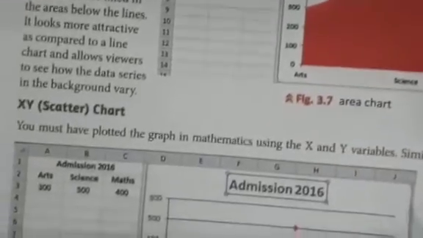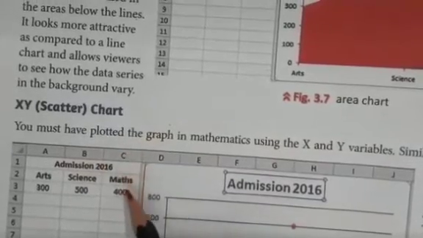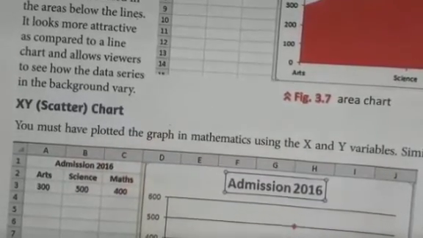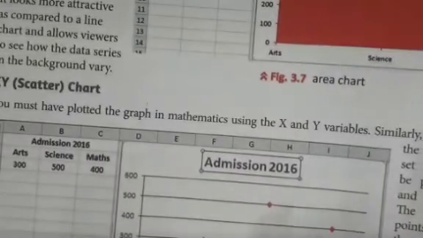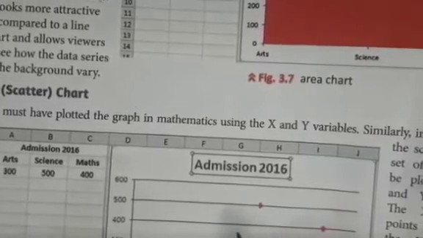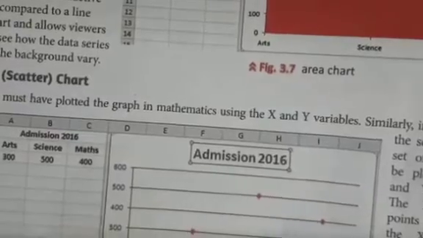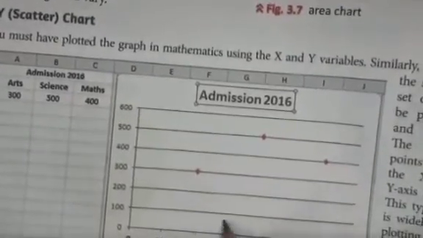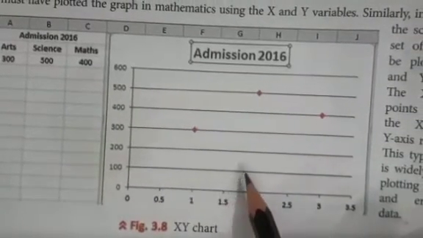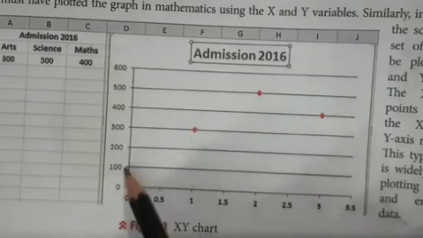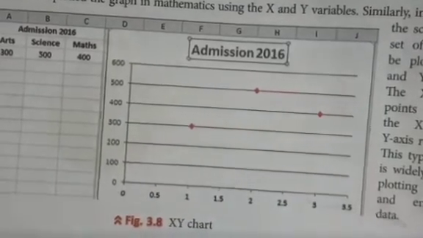The next chart is XY scatter chart. The XY chart is the chart where the X and the Y variables are plotted. This type of chart is widely used for plotting statistical and engineering data. The Y and the X axis points will be plotted in the XY or the scatter chart.